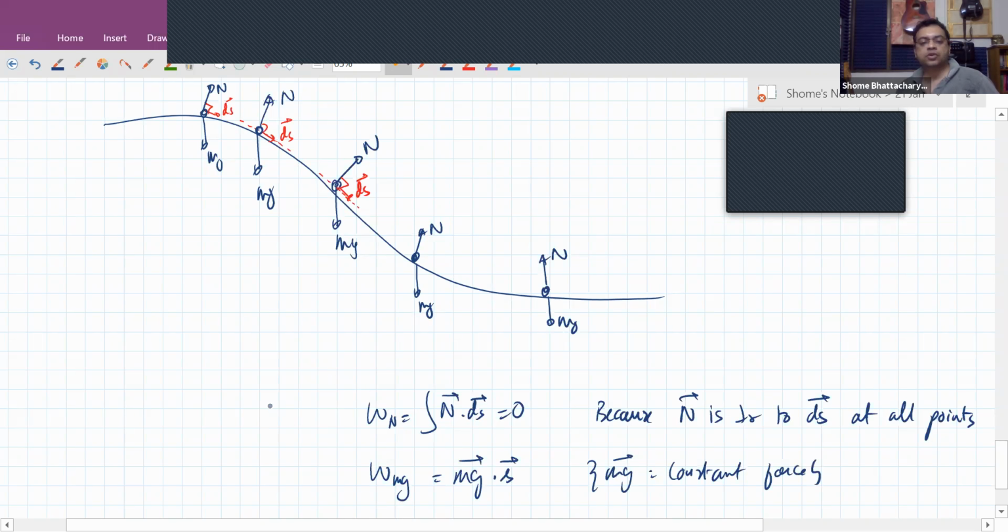Okay. Whereas normal reaction is a variable force. Okay. So to calculate work done by mg, we just need to see that okay, A to B, what is the displacement? A was a point here, B was a point here. So the displacement is something like this.